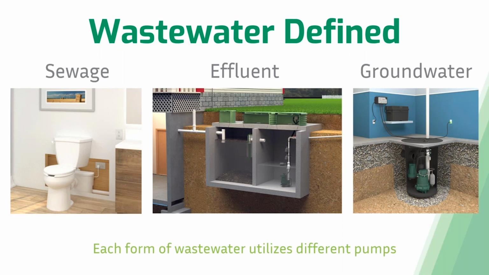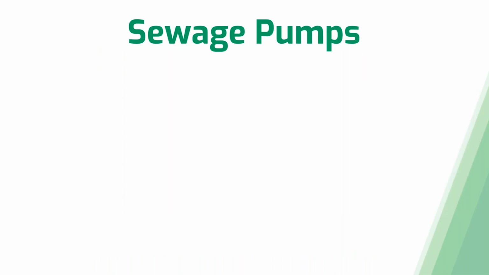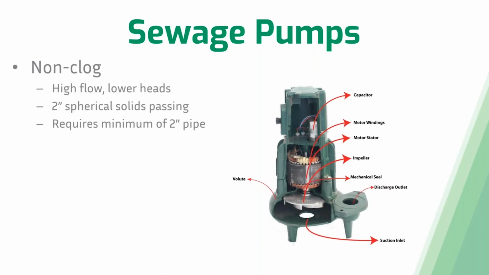Now, it's important to note that each form of wastewater is going to utilize different pumps, and we're going to talk about the different types of pumps and where exactly you're going to use those pumps. So the first type of pump that we're going to talk about are sewage pumps, and there's really two main types that we're going to discuss today. The first type is going to be a standard non-clog sewage pump.